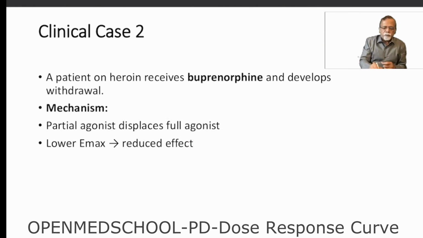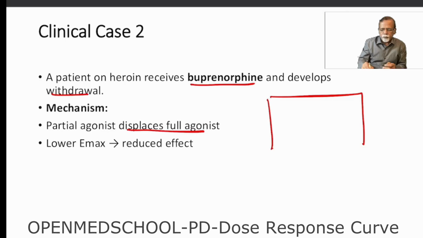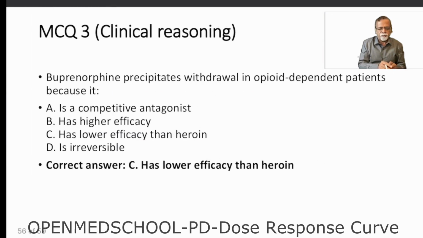A patient on heroin receives buprenorphine, develops withdrawal symptoms. Mechanism: buprenorphine displaces the full agonist. So this is the receptor for it, and the buprenorphine tries to replace the heroin. Heroin is a more efficacious drug which it replaces, so it will act as a functional antagonist and the patient can develop withdrawal symptoms. So buprenorphine can precipitate withdrawal in opioid dependent patients.